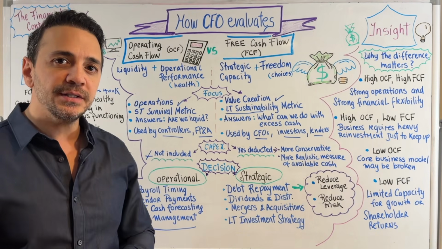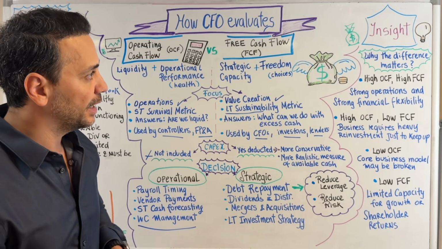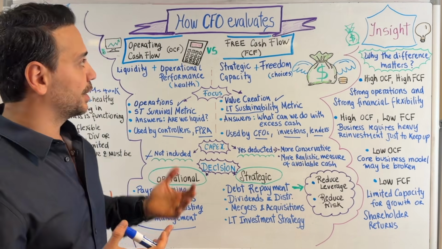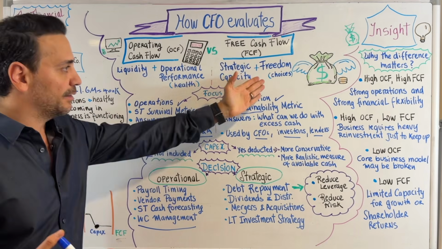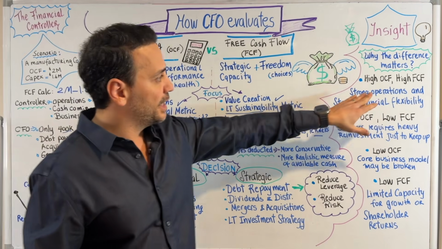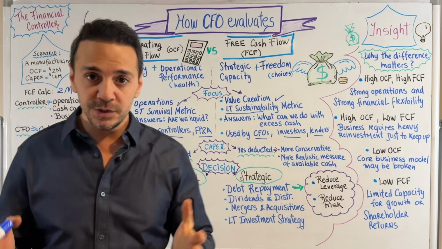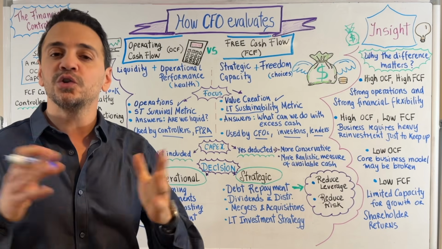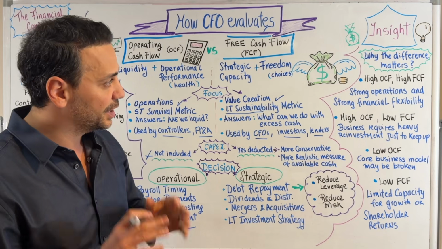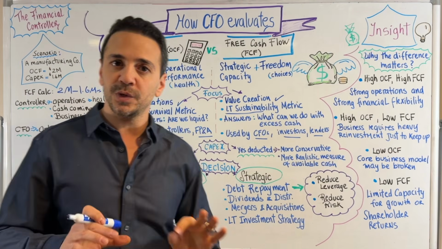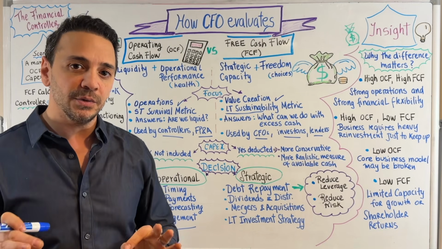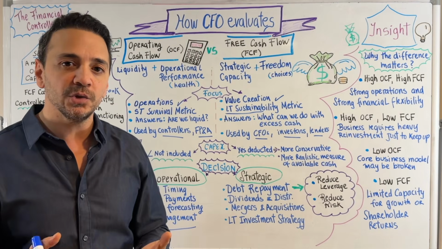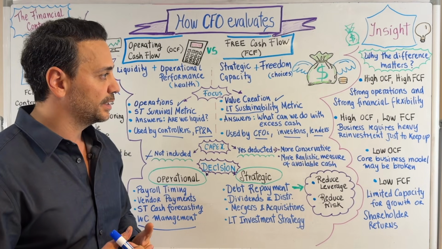Now, let's look at what insight we get from OCF and FCF, and how a smart CFO would consider both of them. Would consider OCF for operations and FCF for long-term growth. So one example that we have is a company that has high OCF and high FCF. So the operations are great, and long-term planning is going to be easier. So this signals to me that we have strong operations. We're managing our receivables and payables efficiently. We have strong financial flexibility because we have enough left over after CapEx to reinvest in the business.